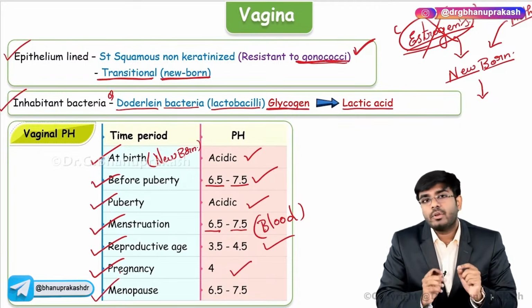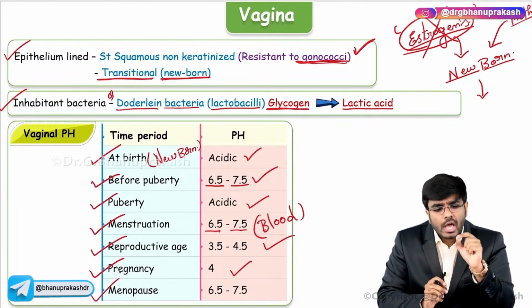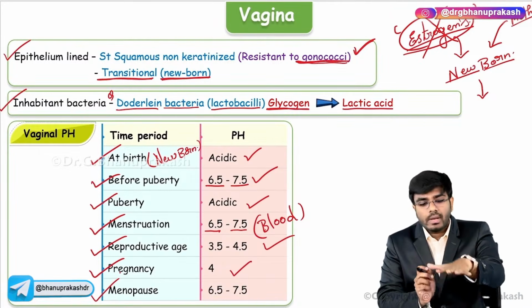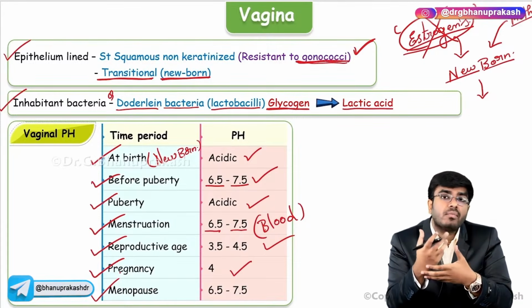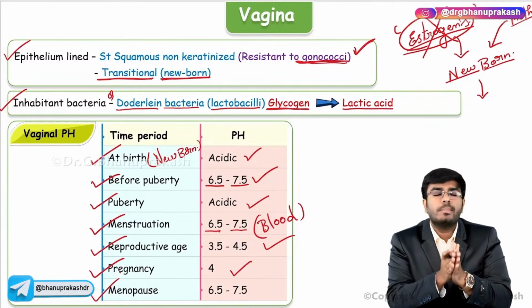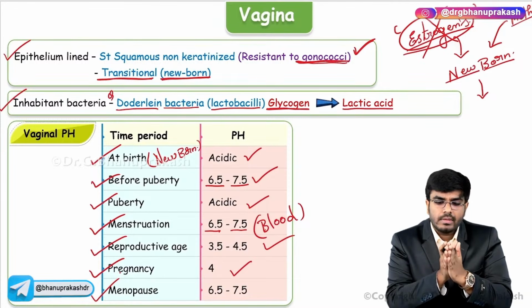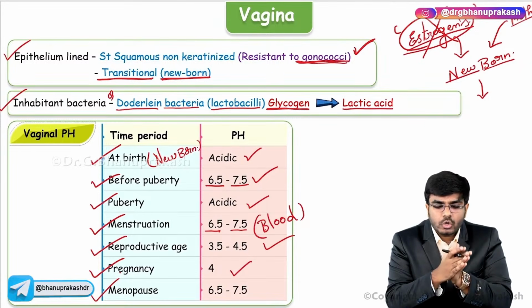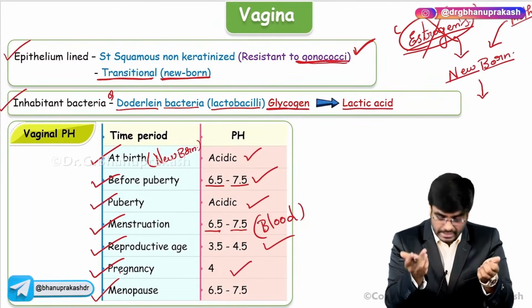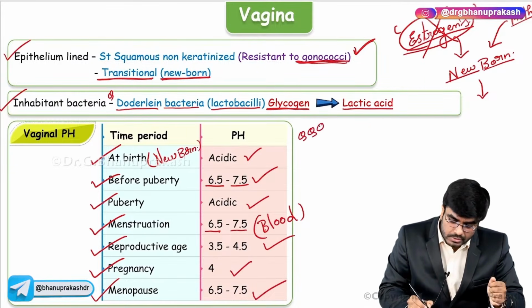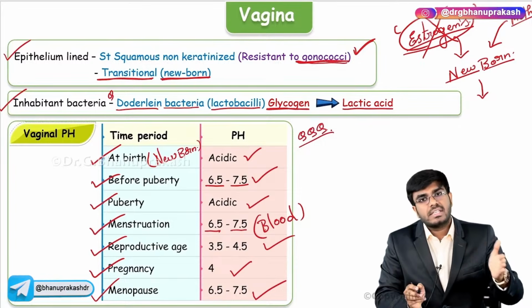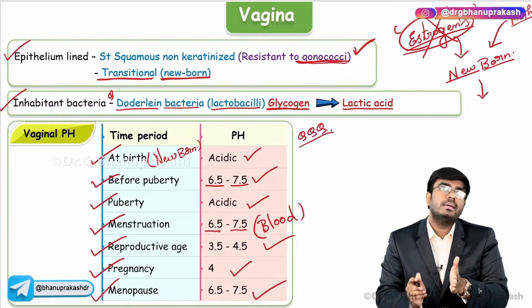Now, let's discuss the menopause. During menopause, we all know that estrogen levels will be falling down and progesterone levels will be falling down. As there are no estrogens, do you think the vaginal flora will be maintained? No, absolutely not. The vaginal flora cannot be maintained. So, what happens, guys? During menopause, no estrogens, no flora. So, whenever there is no Doderlein's bacteria, automatically it will become basic. So, this is a very, very important area. Okay. So, they will ask you different pH in different stages of a female.